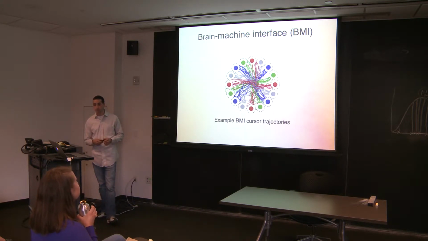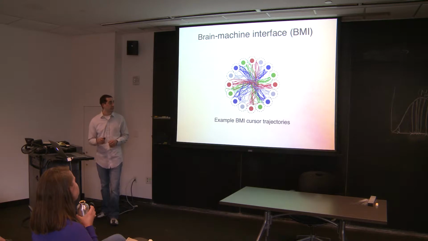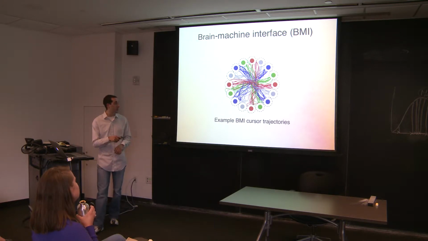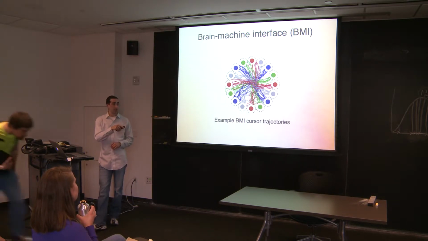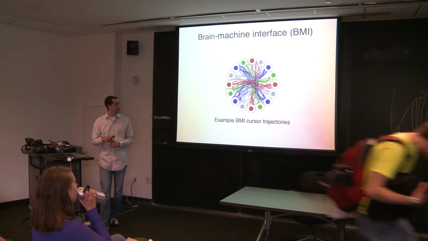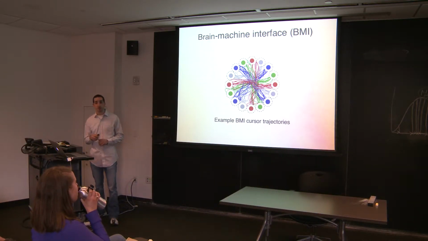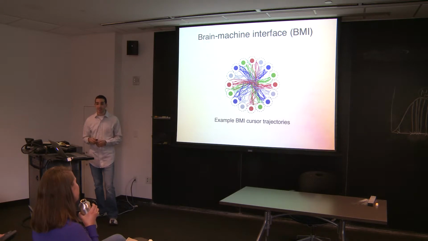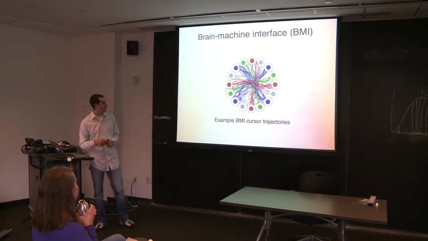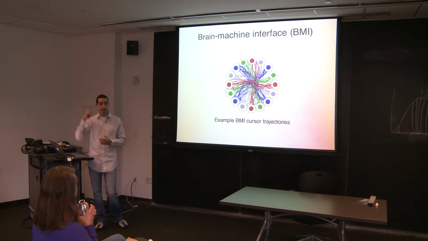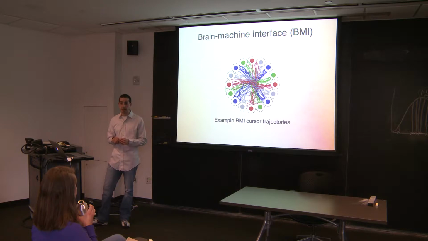Here are a bunch of example cursor trajectories during one of these experiments. Here you see 16 targets. One of these flashes up at a time, and the monkey then drives the cursor to that target. You can see these movements are relatively straight, and they're also relatively quick. The average movement time is just under a second in these experiments. So the monkey has pretty good control over this cursor just by modulating the activity of his motor cortex neurons.